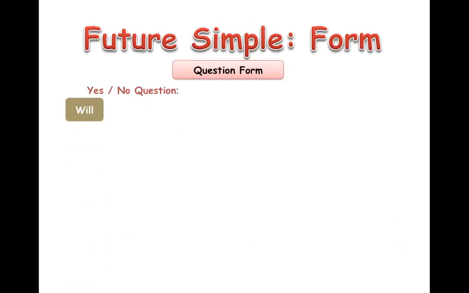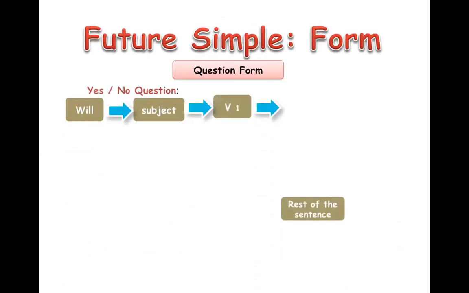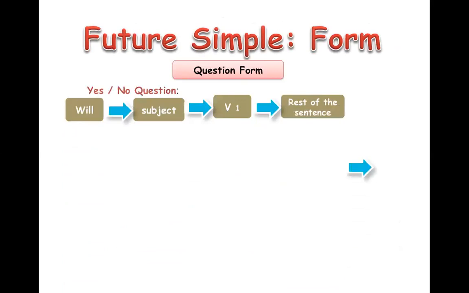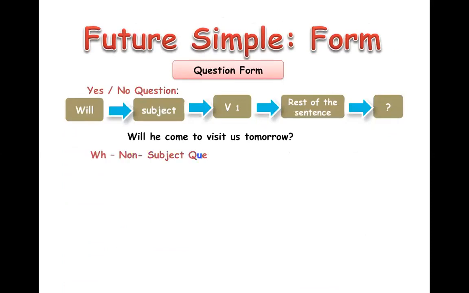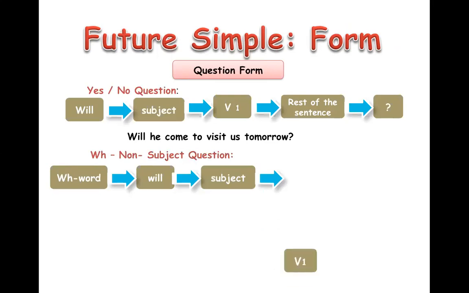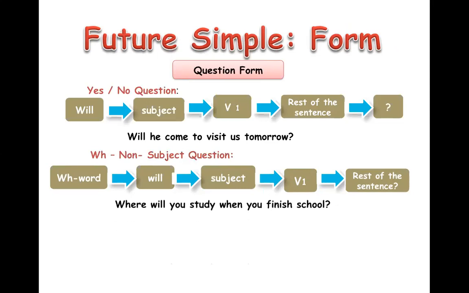Question form. Yes or no question. Will, subject, verb, plus the rest of the question. Will he come to visit us tomorrow? WH question with a subject. WH word, will, subject, verb, and the rest of the sentence. Where will you study when you finish school?